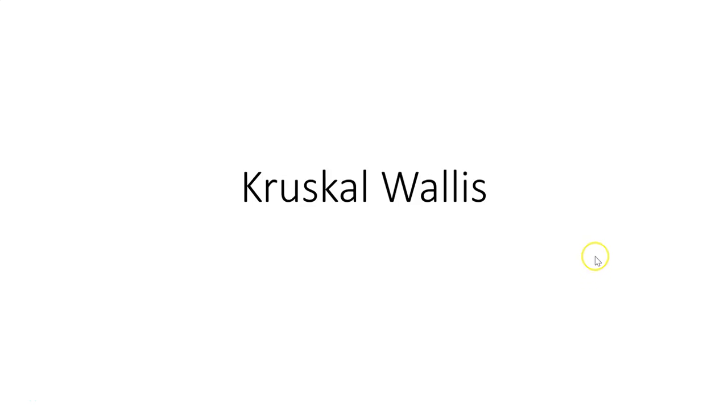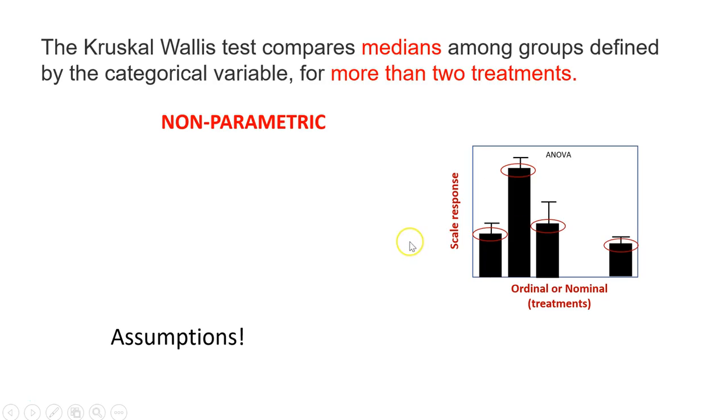In this next video, I want to talk you through the Kruskal Wallis test, what it is, when you would use it, and how to perform it in R. So the Kruskal Wallis test is very similar to the one-way ANOVA. Essentially, it's the non-parametric version of it.